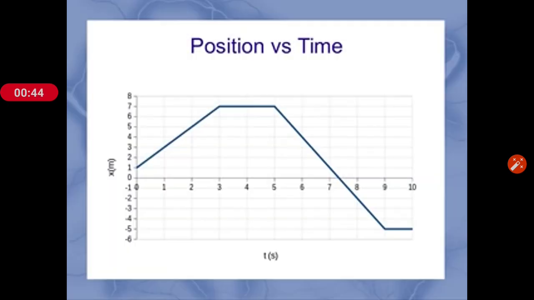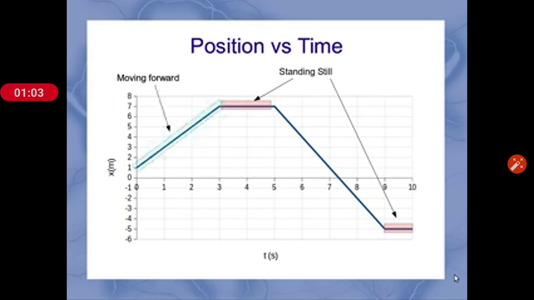What else can we learn from our position versus time graph? Well, anytime you have one of these horizontal sections, that means you're standing still. The other way we could phrase this is you've got a constant position, or your velocity is 0. You're not moving. If we're moving forward, we're going to have a positive slope, and that's a positive velocity when we're moving forward. Negative slopes mean negative velocities. In other words, we're moving backwards.